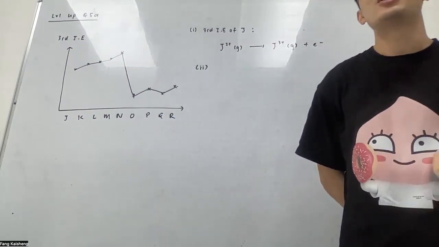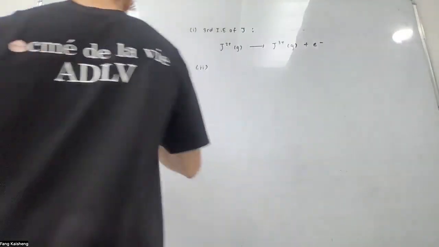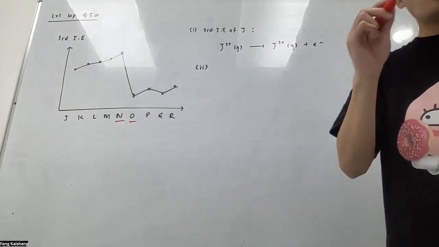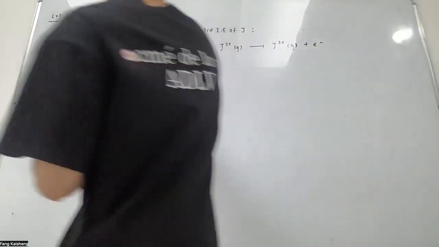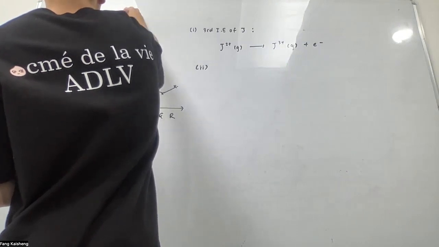You must look at the largest thing, right? The largest thing is this dip over here. So guys, focus on just N and O, the two people who are involved in this dip. What does this imply, guys? Once again, you must have this idea in your head that the third IE means the third electron is getting removed.